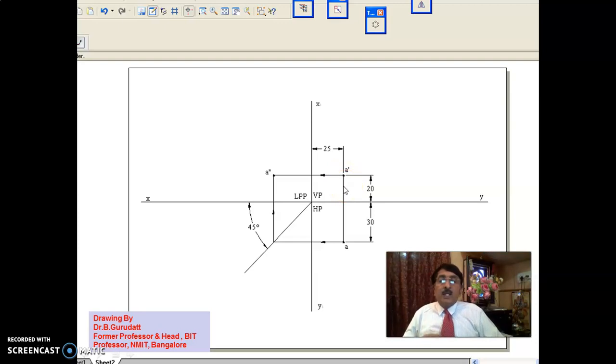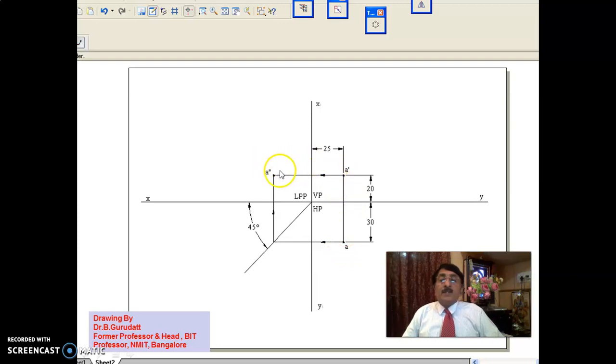It is located in the space. The location distance is 20 mm above HP, 30 mm in front of VP and 25 mm from LPP. This is the problem. Now how you do it is, first 25 mm for LPP from the X1, Y1 line, you draw 25. And 20 mm above HP, no? At 20 mm from the XY line, you put A dash. Then 30 mm in front of VP, parallel to HP and seen on HP. Make A here. A and A dash are over.